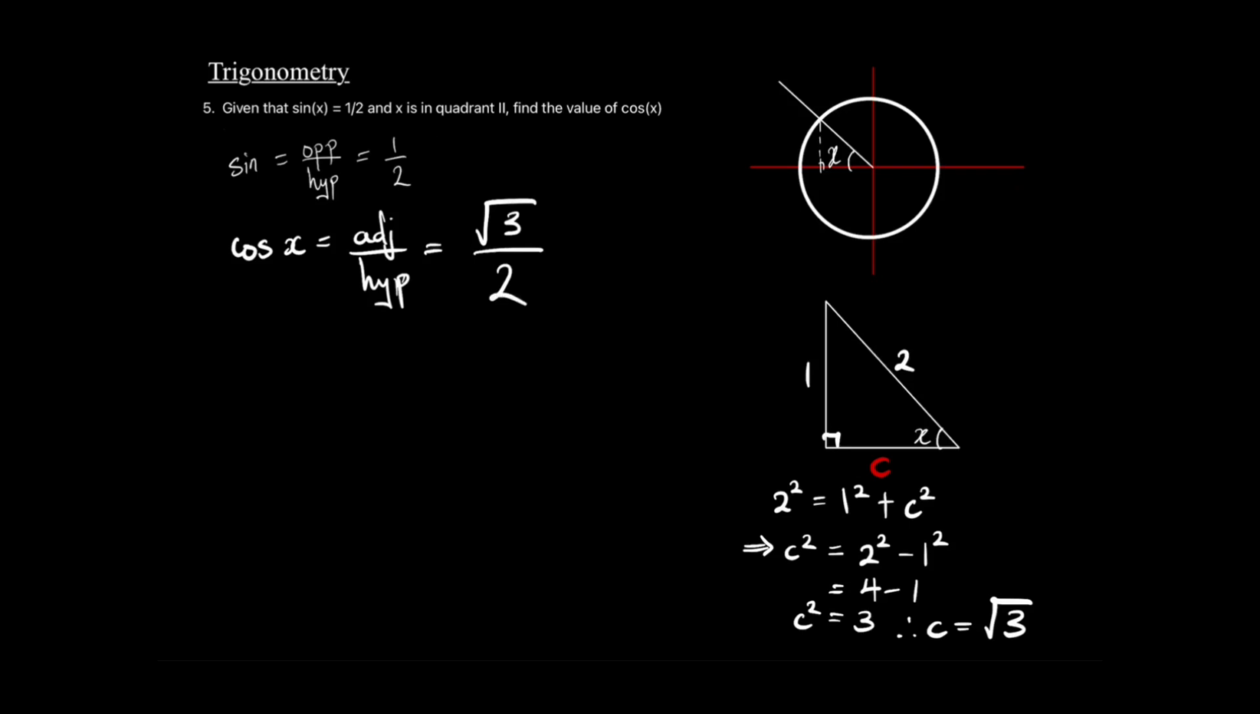But that is not the final answer, because the question told us that x here is in quadrant 2. And we know that cosine is negative in quadrant 2. And so for our answer to be correct, we need a negative sign there to confirm that our answer is correct, because cosine is always negative in quadrant 2.